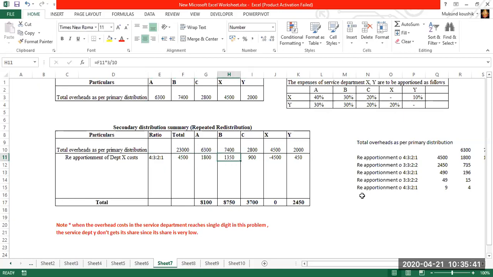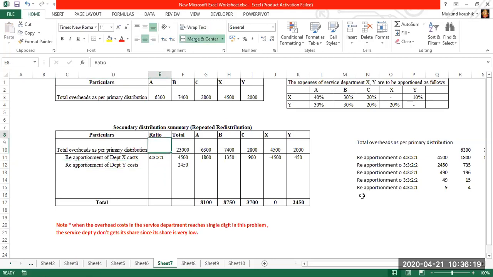So this is how we have to allocate the overheads of service department X. Once this is done, whatever overheads we had, 4500 in service department X, are completely gone. But in service department Y there are certain overheads. First you have, as per primary distribution, 2000. In addition to that, it also got the share from service department X. That means the total overheads available in service department Y is 2000 plus 450, so in total we have 2450. In the next step this 2450 has to be allocated. That means we have to do the reapportionment from service department Y.